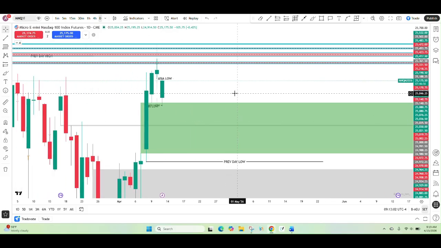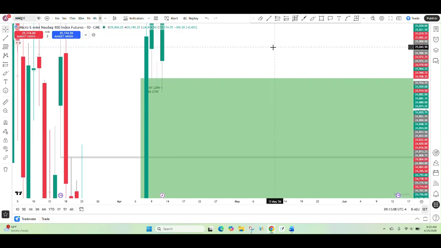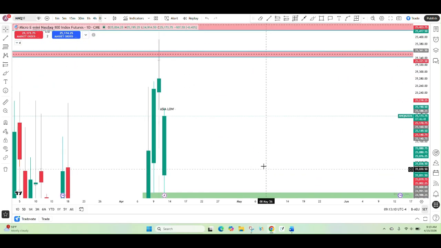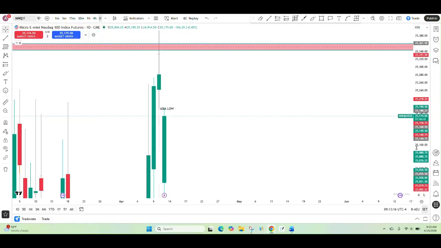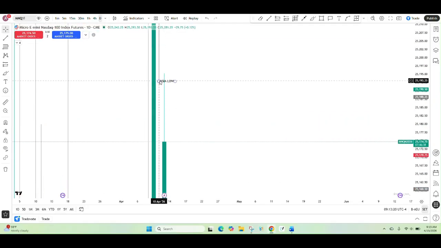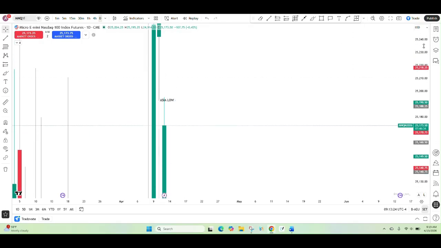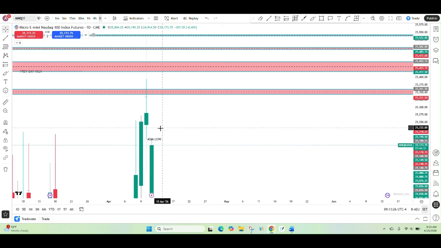Previous day high. Okay, so we have new previous day lows. Let me stretch this out some so I can see better. Looks like the previous day low is already taken out also. Let me stretch a little more. Yeah, so this would have been the previous day low, and you see it's already been taken out, so we don't need to mark that. So we're just going to mark previous day high, which is up here.